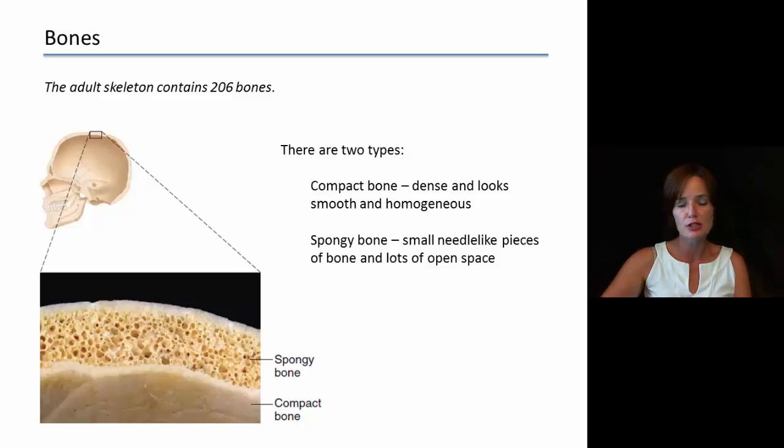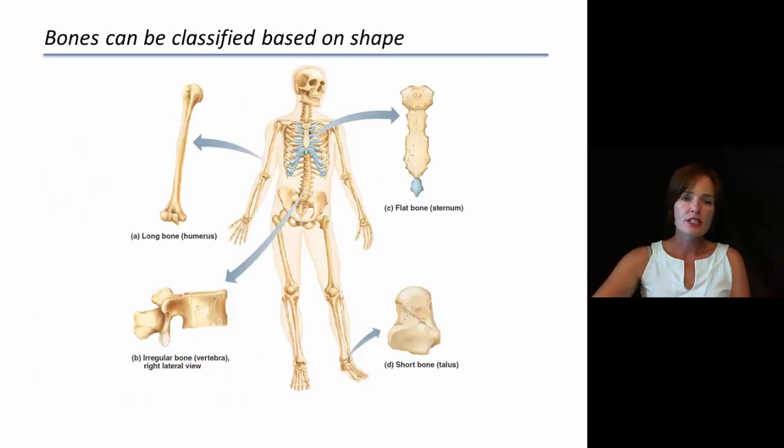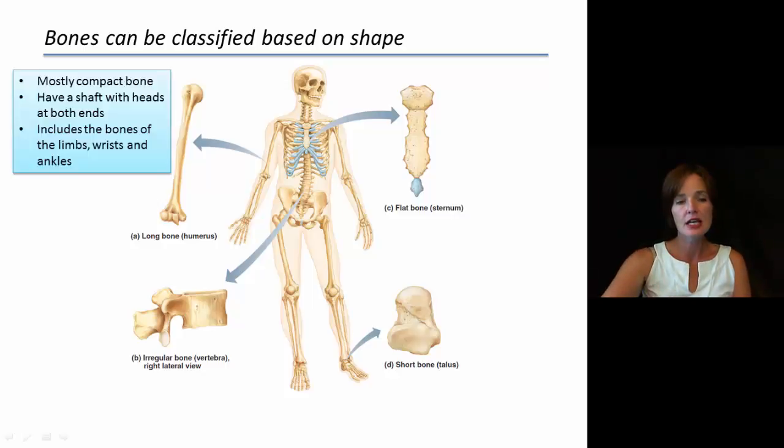So if we talk about how we classify our bones, first off, they can be classified just according to their overall shape. There are 4 different shapes that we do recognize, and the first one is a long bone. Long bones are your typical bone shape structure. These are made up primarily of compact bone.